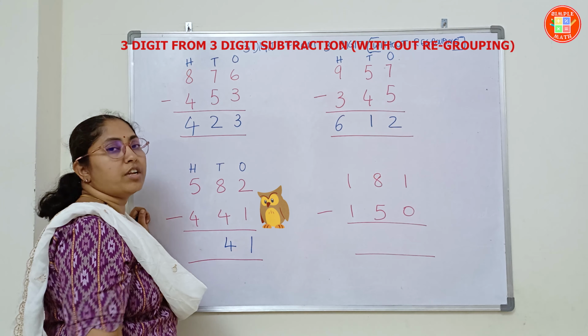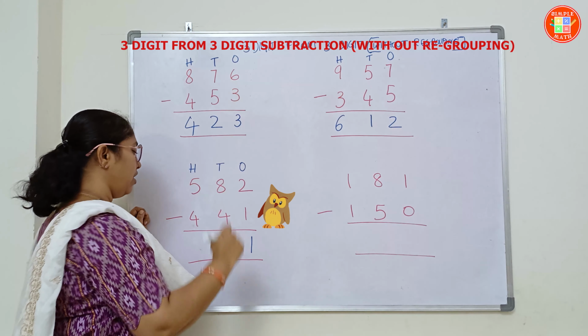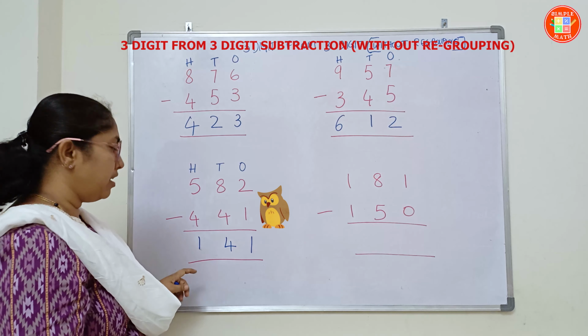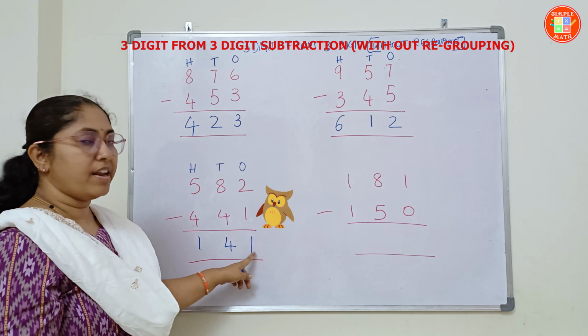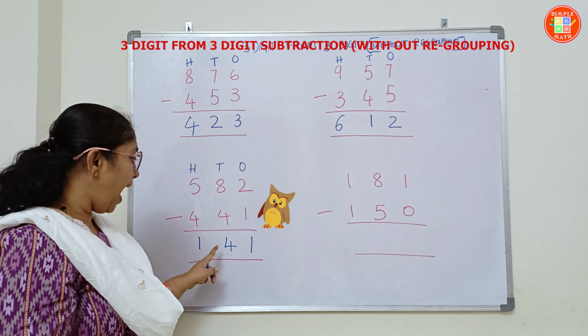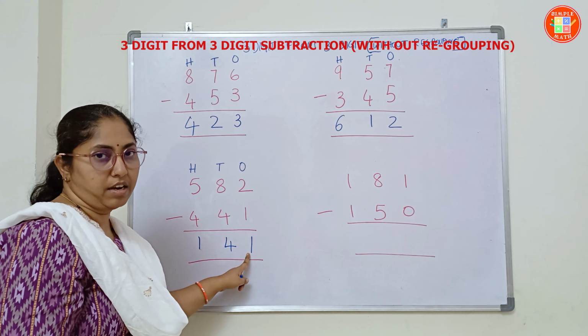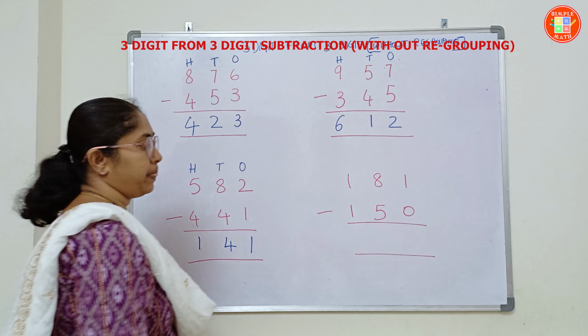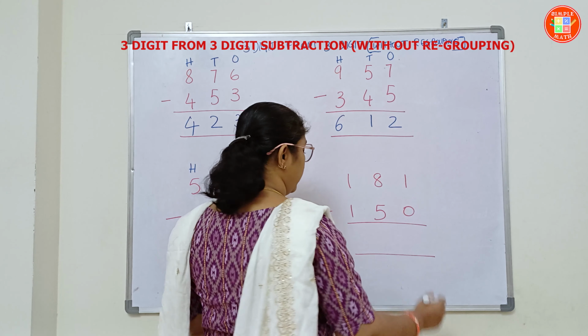Next, 5 minus 4. 4 in your mind, count after 4, 5. How many fingers did you get? 1. So the difference is, how do we read this number? 141. Okay, 141.